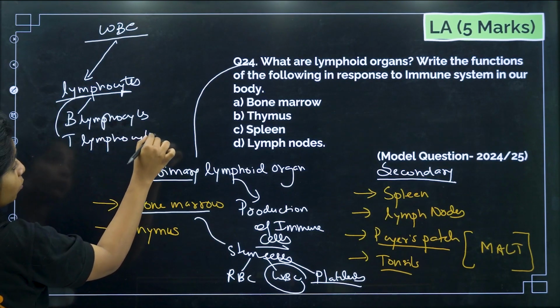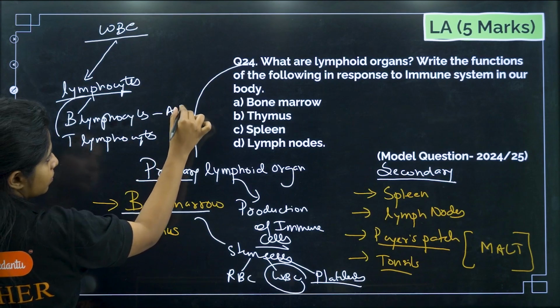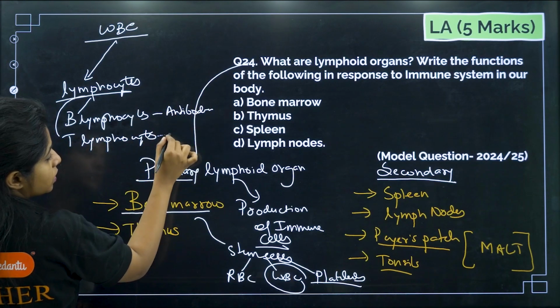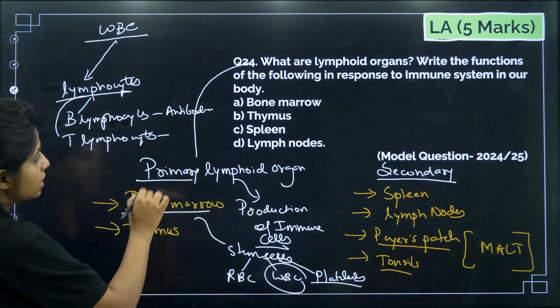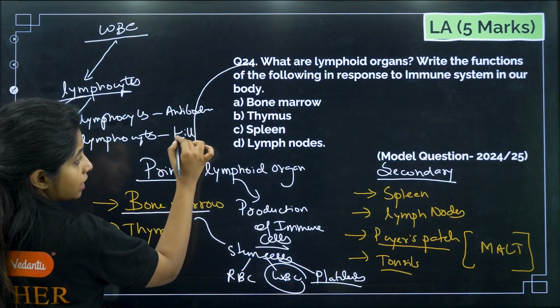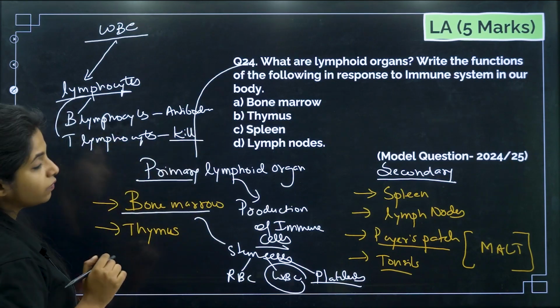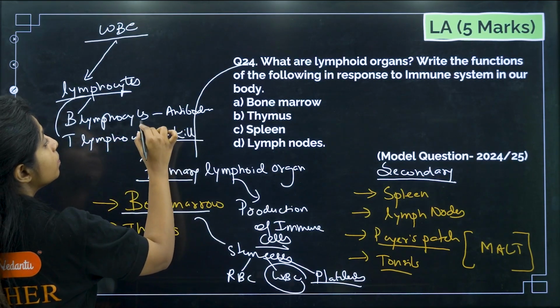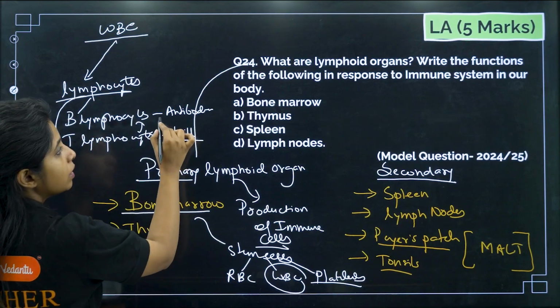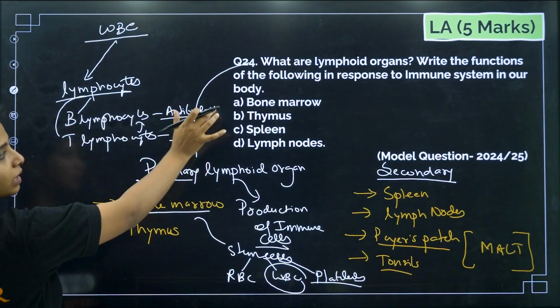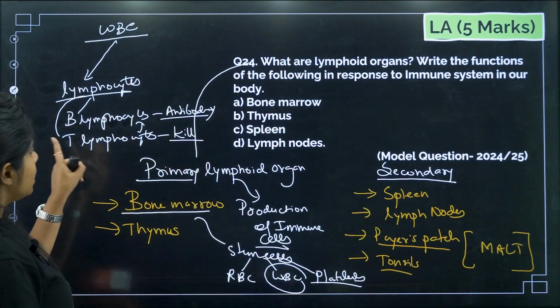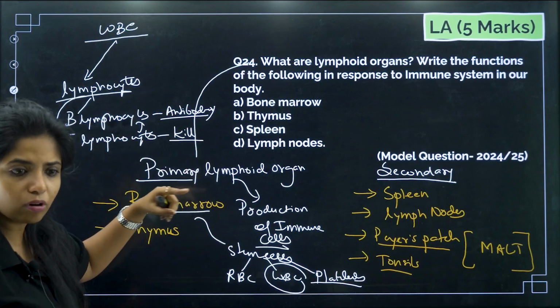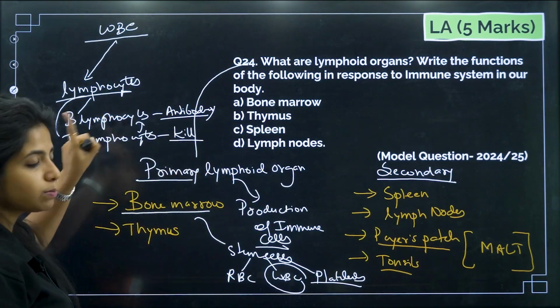B lymphocytes are the ones that produce antibodies, children. T lymphocytes basically directly kill the cells. They either directly kill the cells, so in graft rejection you use T lymphocytes, or basically they help the B lymphocyte in finding the pathogen and then producing the antibodies. But anyways, B lymphocytes are the ones that produce antibodies. T lymphocytes are the ones that basically kill or recognize or help the B lymphocytes.